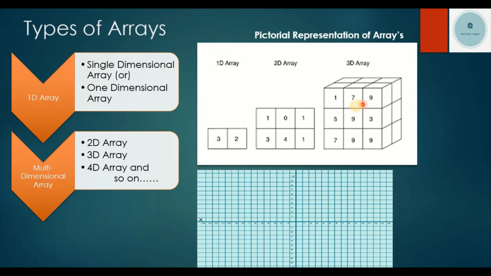In the 3D array, to understand it very clearly, you can see this particular graph. For a 3D array, we should have three directions. The first direction is the x-axis. The second direction is the y-axis. So two directions are completed. But it is a 3D array. Then where is the third direction? The third direction we call the z-axis, which is a rotatable axis.